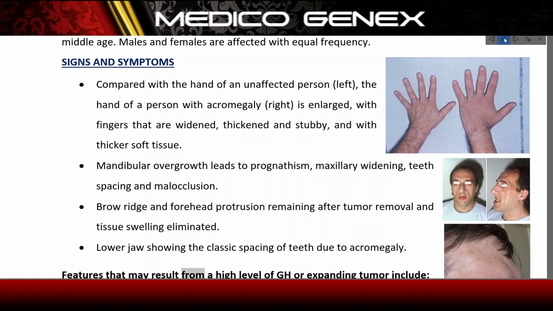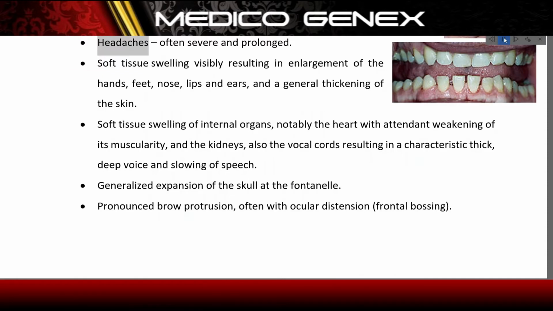Features that may result from a high level of GH or expanding tumor include headaches, often severe and prolonged. Soft tissue swelling visibly resulting in enlargement of the hands, feet, nose, lips and ears, and a general thickening of the skin. Soft tissue swelling of internal organs, notably the heart with attendant weakening of its muscularity, and the kidneys, also the vocal cords resulting in a characteristic thick, deep voice and slowing of speech.